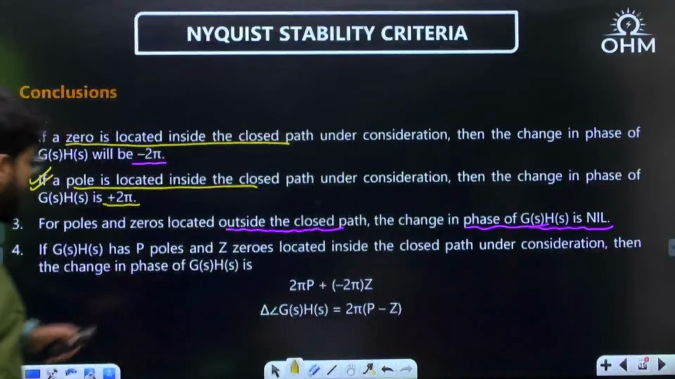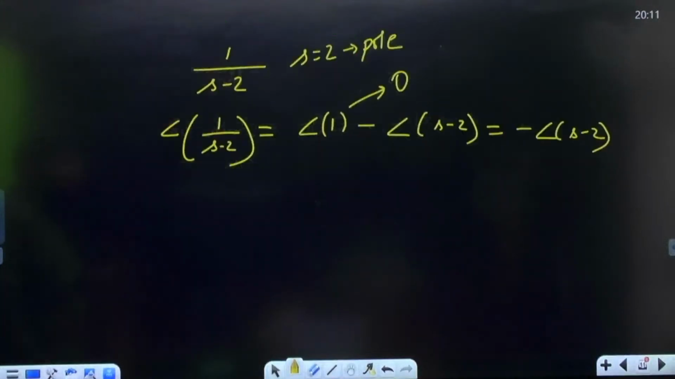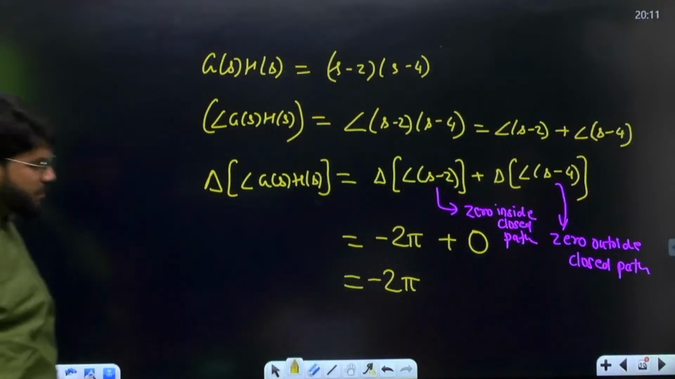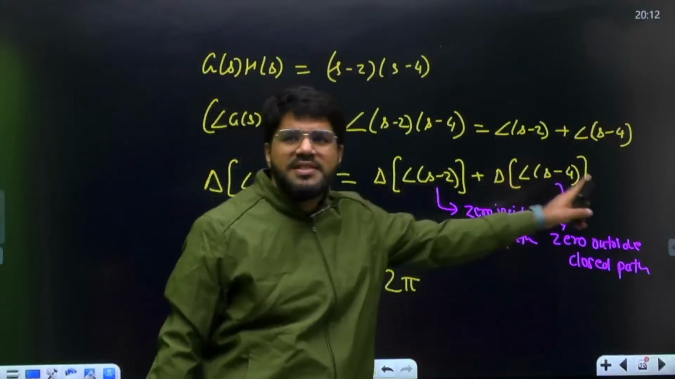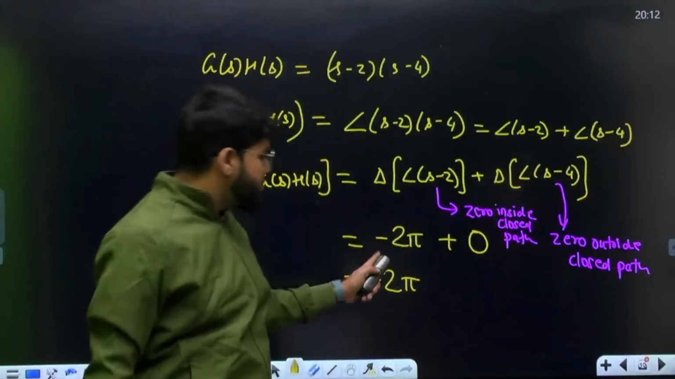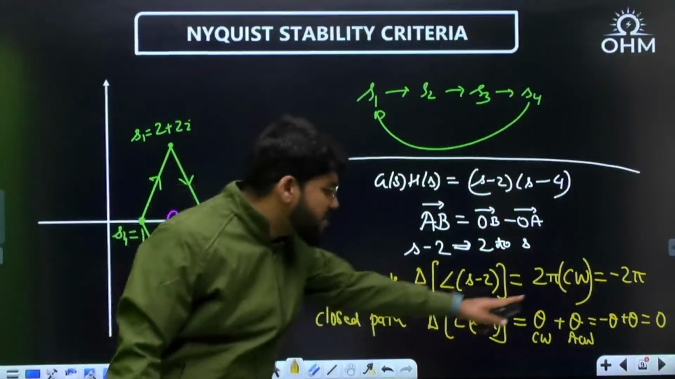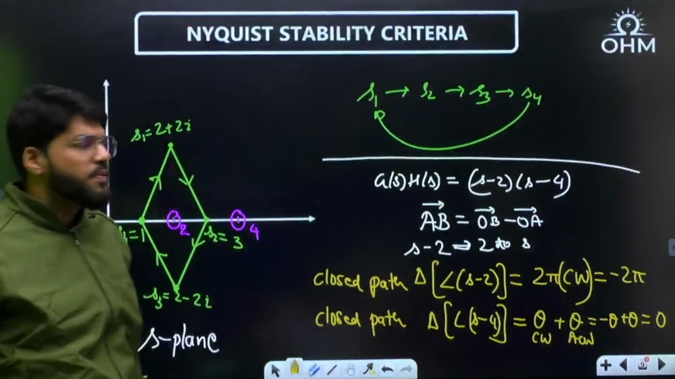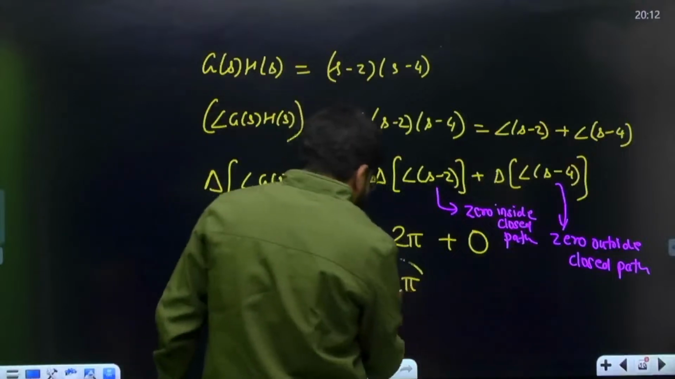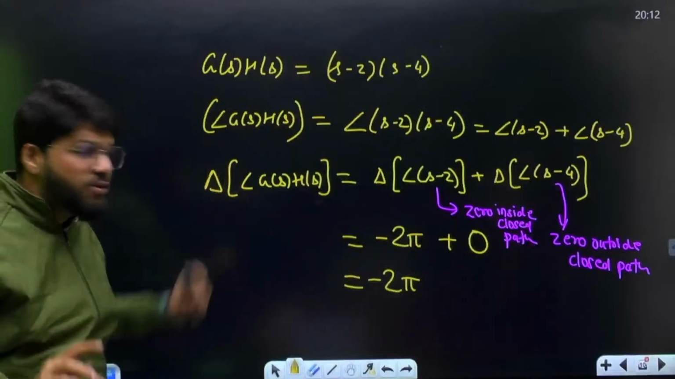These are 2-3 points. Now before I come to the fourth point, let us talk about this particular plot. What I have right now told you is that the change in angle of GSHS is the change in angle of s minus 2 plus the change in angle of s minus 4. The change in angle of s minus 2 is minus 2 pi, as I clearly described by rotating that line. The change in angle of s minus 4 is 0: some angle theta anti-clockwise, some angle theta clockwise, net change was 0. So the net change in angle of GSHS is minus 2 pi here. That is what the basic calculations are telling me.